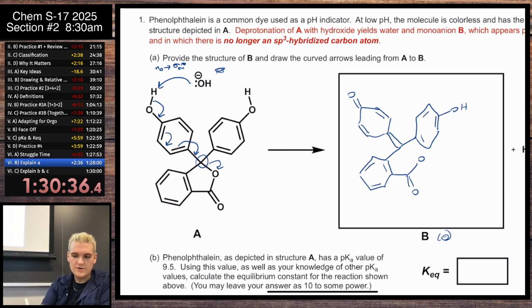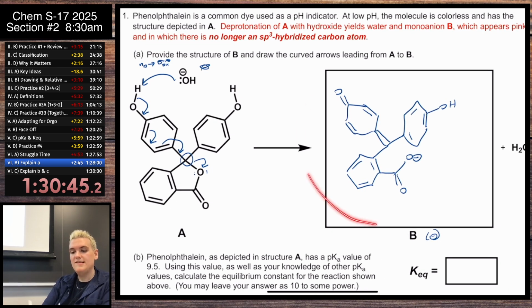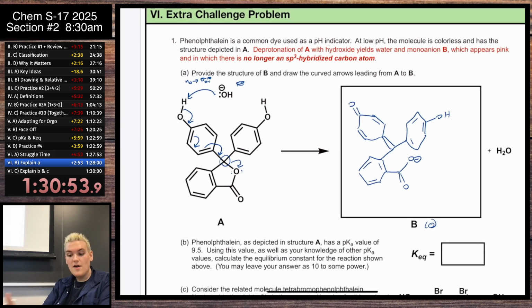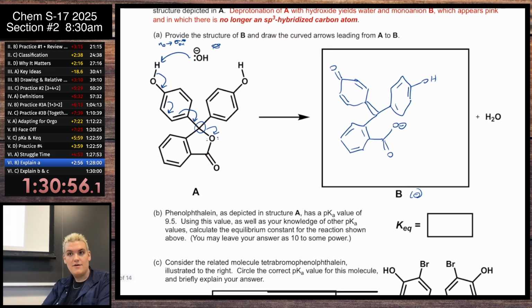And then we kicked off electrons onto this oxygen, which already had 2 lone pairs, so now it's going to have 3 lone pairs. So it has a negative charge. And do we see how in this structure we don't have a single sp3 hybridized carbon? Yes? Okay. So that's what it is for A, for the curved arrow mechanism.